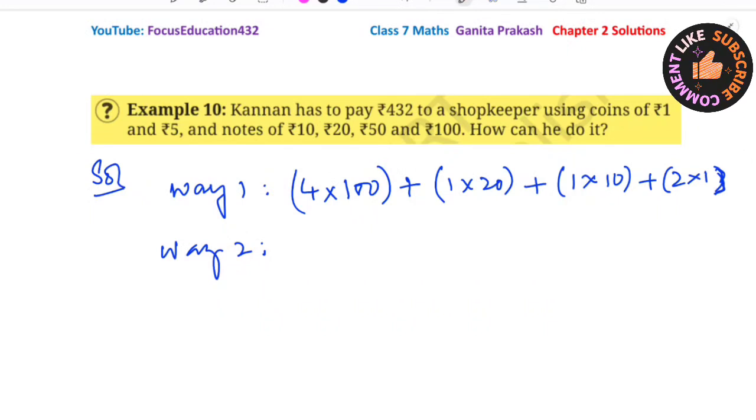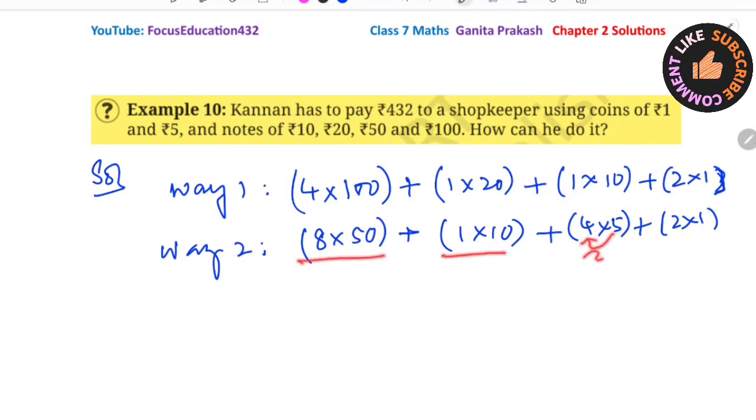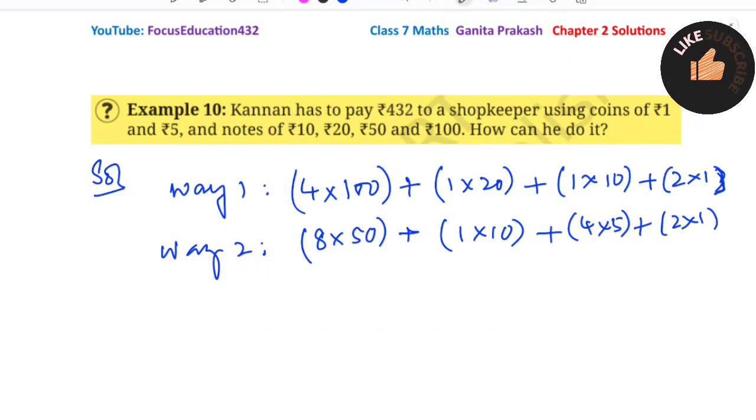And the other way also you can write here. Like this you can write any other. In the second way here, I have written 50 rupees used 8. This is 400. 10 rupees, 1 note, 410. 5 rupees coins are 4, so this is 20. So 400, 410 plus 20, 430, plus 1 rupee coin 2, 432. In this way also you can arrange the given denominations, and you can write any other possible way also.